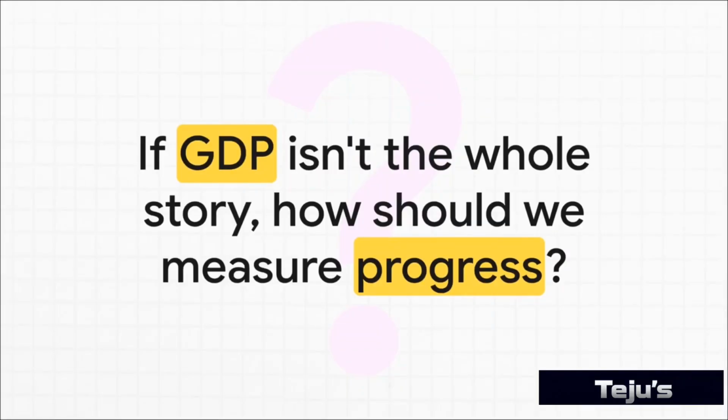So, at the end of the day, GDP is a powerful and useful tool, no question. But it's not the whole story, not even close. It measures output, but not necessarily outcomes. It measures the quantity of economic activity, but not the quality of our lives. And that leaves us all with a pretty big question to think about. If GDP isn't the whole story, what else should we be measuring to get a true picture of progress?